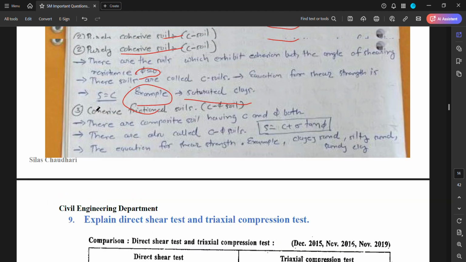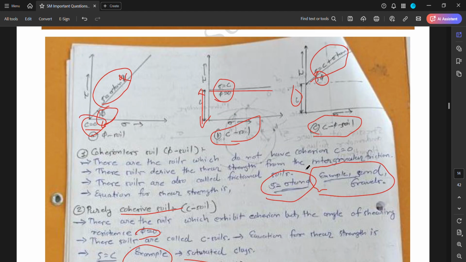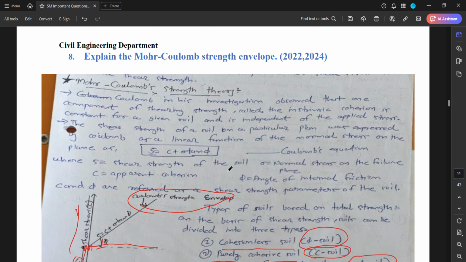Next is cohesive-frictional soils, C-φ soils. These are composite soils having both cohesion and friction. These are called C-φ soils. The equation for that is S = C + σ tan φ. Examples are clayey sand, silty sand, and sandy clay. So this is the Mohr-Coulomb strength theory.